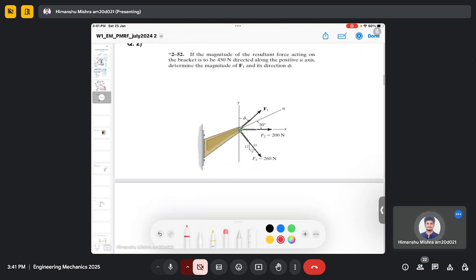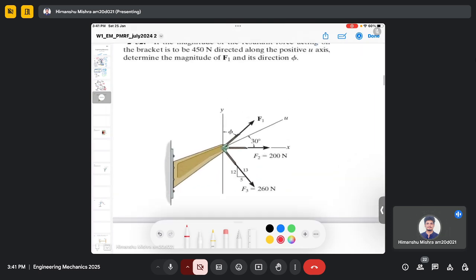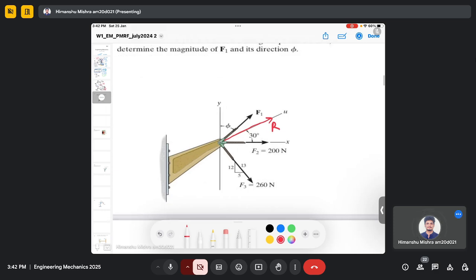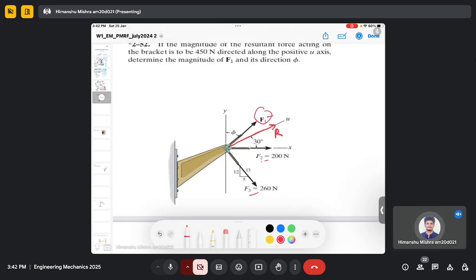So basically in this problem we have three different kinds of forces, and it is being said that the magnitude of the resultant force is 450 Newton along this axis u, let's say it's R, and its magnitude is 450 Newton. And we have been given different forces like F2, F3 and F1. For F1 we need to find the angle phi and the magnitude of force F1.